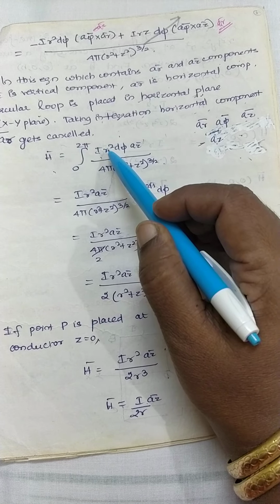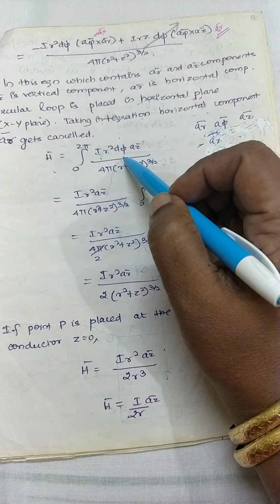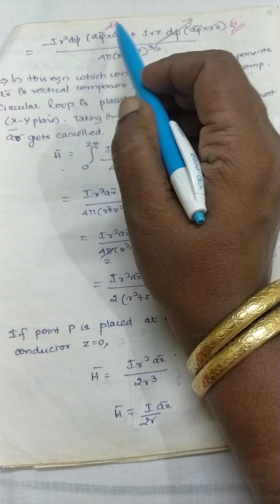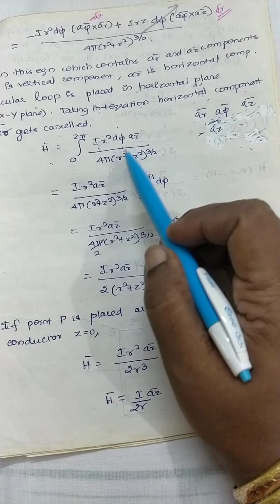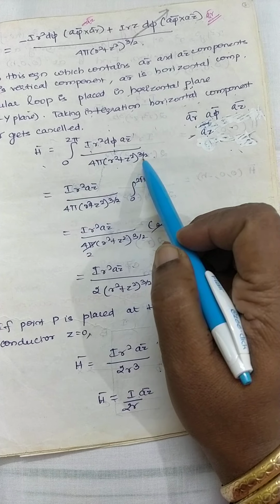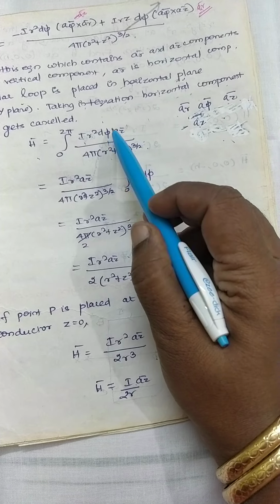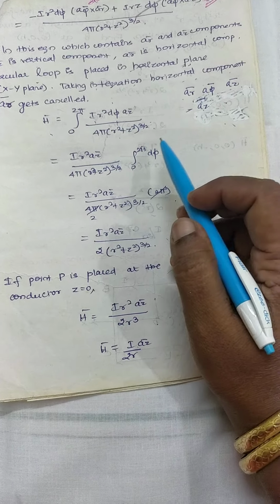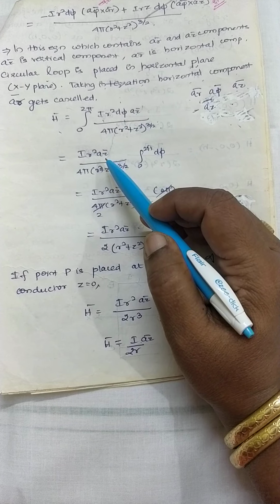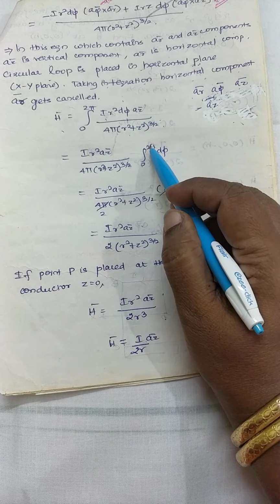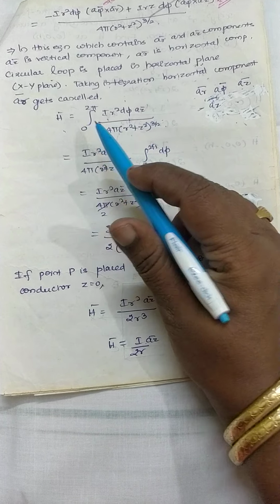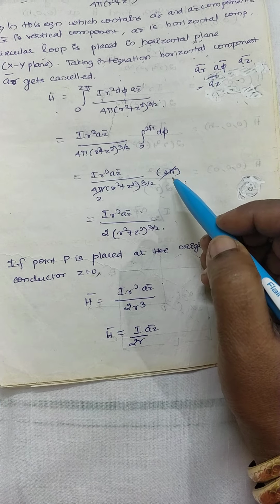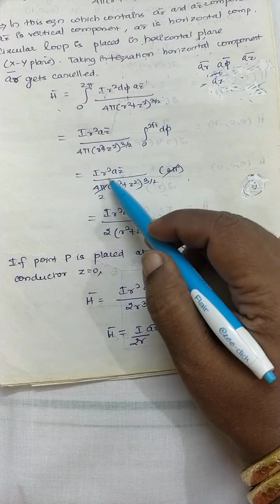So it is I R square d phi. This is minus AZ vector. Already one minus is there. So minus of minus plus AZ vector over 4 pi, R square plus Z square the whole power 3 by 2. We know in the cylindrical coordinate system phi has a default limit of 0 to 2 pi. So I R square d phi with respect to 0 to 2 pi, rest all components I have taken out. Integral of d phi is nothing but phi, 0 to 2 pi, which is 2 pi minus 0, which is 2 pi. Cancel out the like terms.